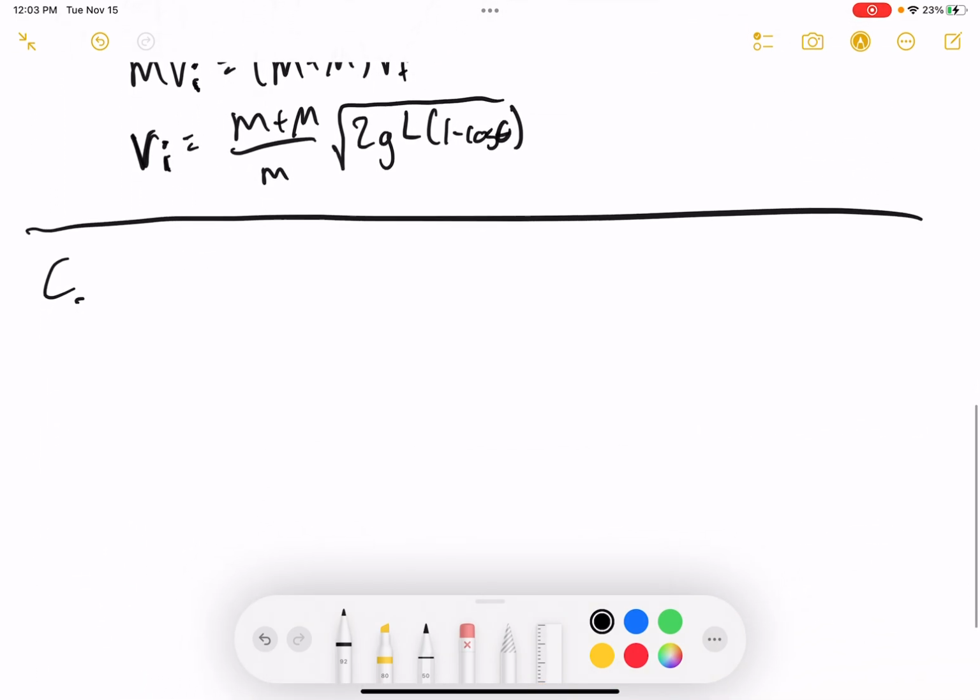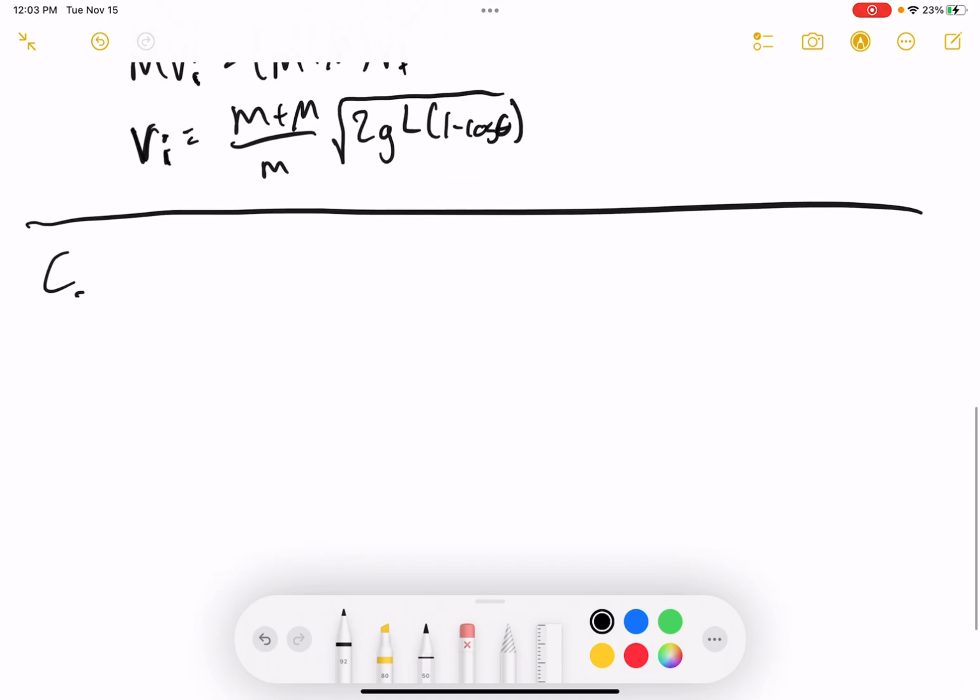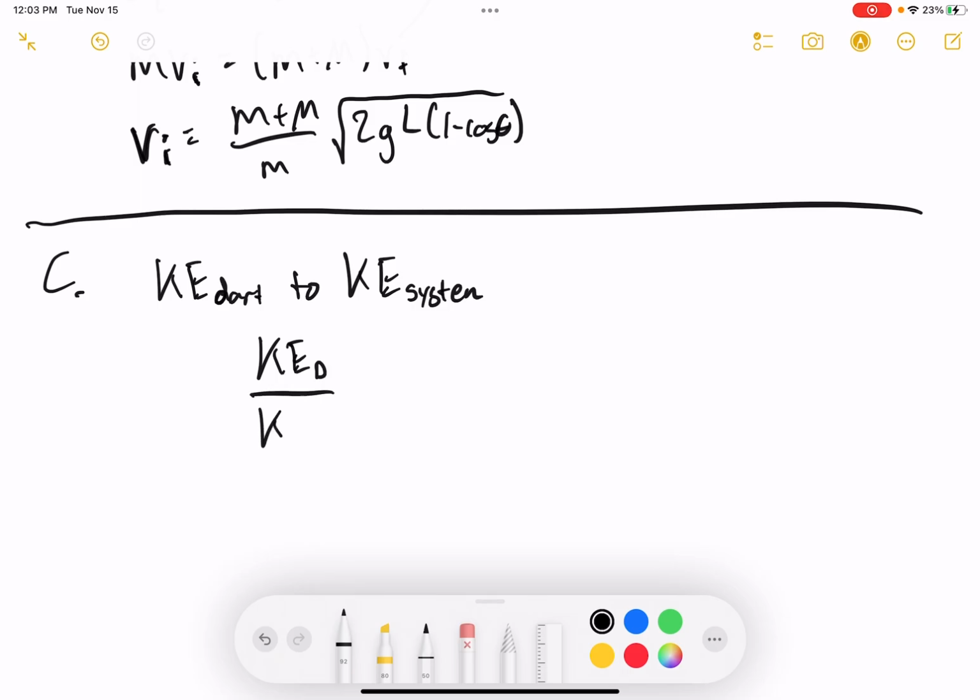Okay, so this would be the KE of the dart, because that would be my initial, to the KE of the system. So that's with the block, the dart and the block. And so this will just be the KE of the dart over the KE of the system. Okay, so let's go ahead and plug in. And so we get 1/2 little m v squared over 1/2 capital M plus m v squared.